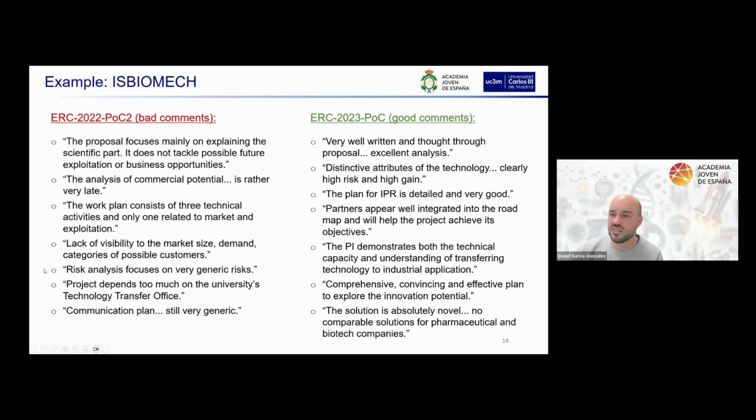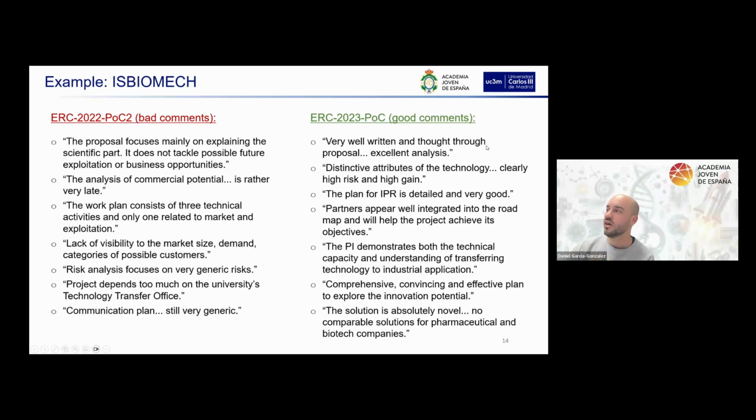Okay, risk, this is not saying a lot. Project depends too much on the university technology transfer office. Communication plan is still very generic. Okay. Anyway, when I put this, these are some good comments that I also read, because I think it's important to know what they are complaining about and what they are evaluating positively. Okay, that it can help you.